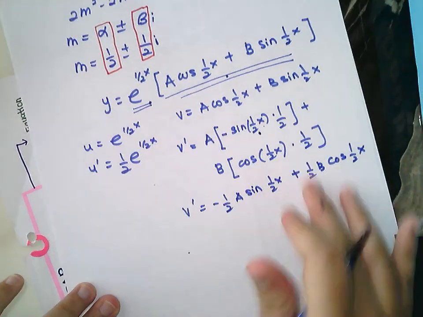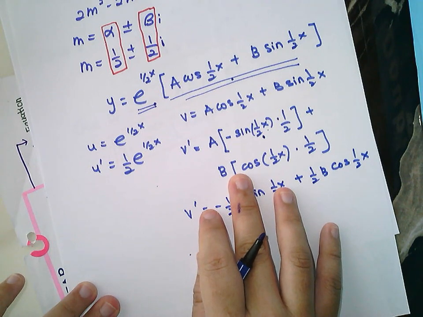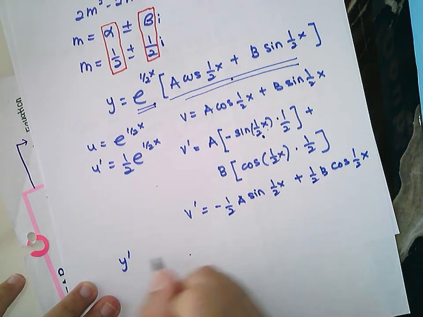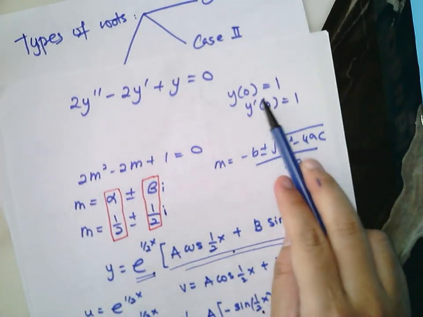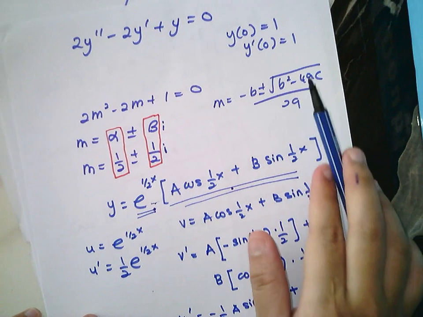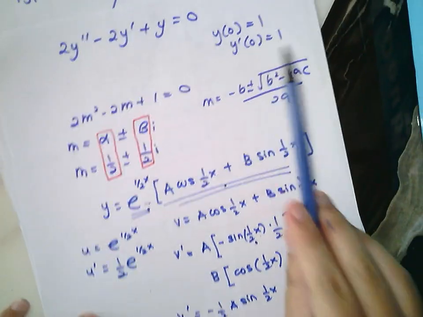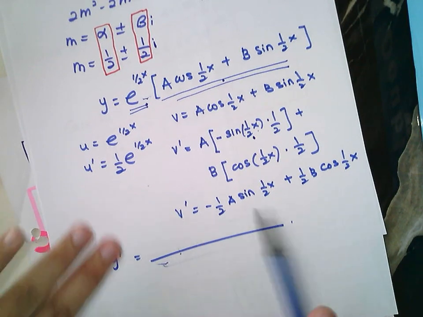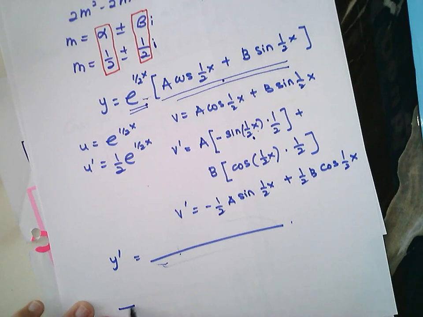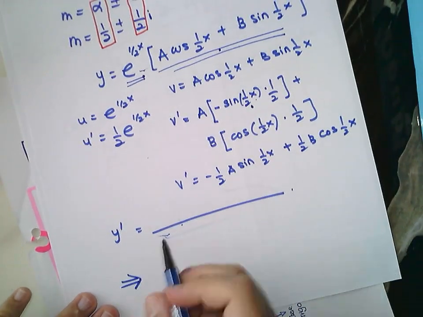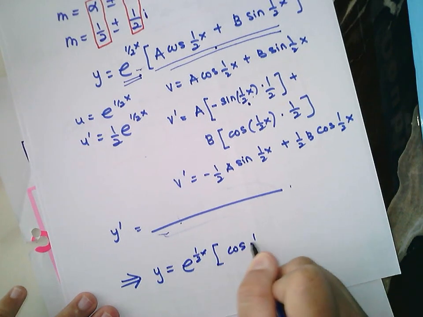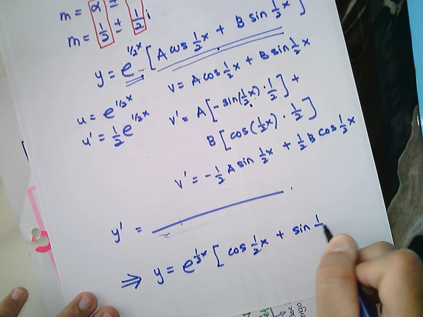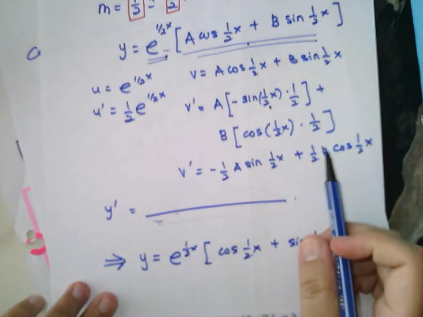So I already guided you with this product rule. Now continue on your own, get the y prime, and substitute the conditions given to you into the first equation, and the second condition, y prime 0 is equal to 1, into this one. Get the values of a and b and find the particular solution. I give you the final answer, so you try on your own. You should get y equals e to the power 1 over 2x times cos 1 over 2x plus sin 1 over 2x. So this is the final answer. Try to continue on your own until you get this one.